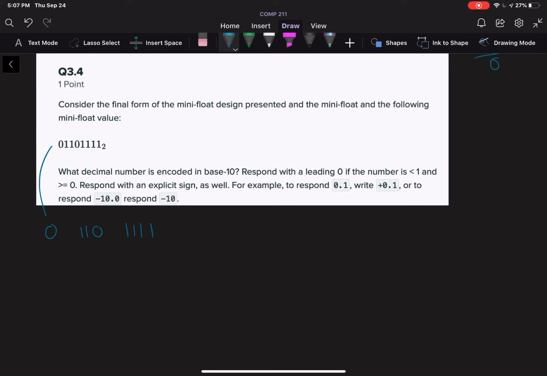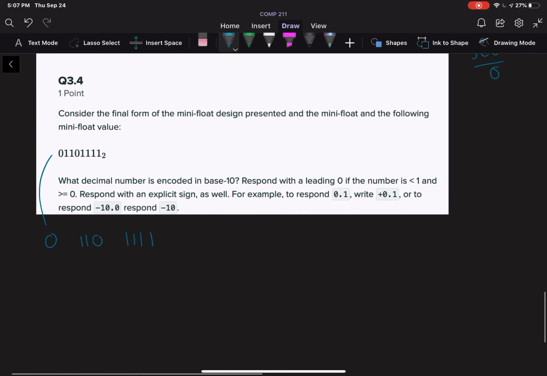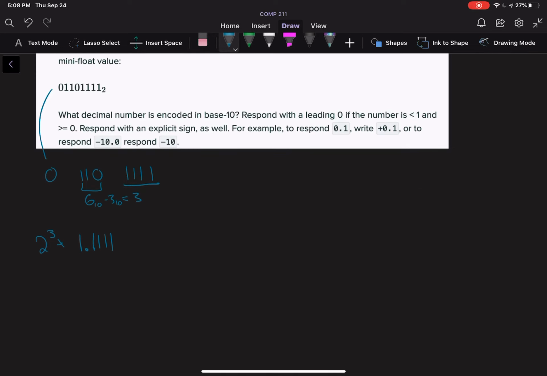We have a 0 plus 2 plus 4, so this is 6 in base 10. And then we have a bias of 3 in base 10. So our value of exponent is just 3. So we have 2 to the 3 times 1 point this 1, 1, 1, 1. And we know it's positive because this is a 0 right here. So we can go ahead and move the exponent over 3 times, 1, 2, 3. And then our final answer is 1, 1, 1, 1.1.